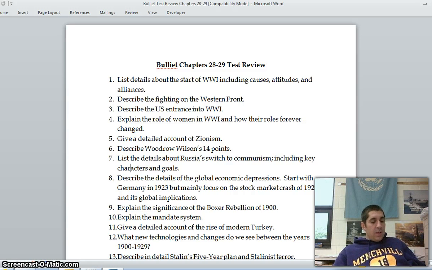13, describe the detail of Stalin's 5-year plan and Stalinist terror. Stalin's 5-year plan stressed the increase in electricity, the increase in industry. Soviets sought to accomplish the plan by using peasants in these factories. During Stalin's terror, this is primarily the 1930s, about 8 million people were sent to the gulags.